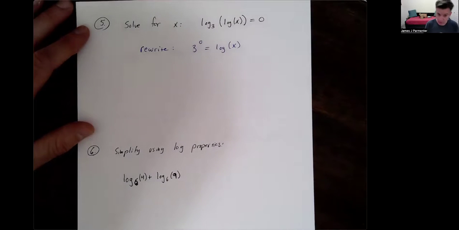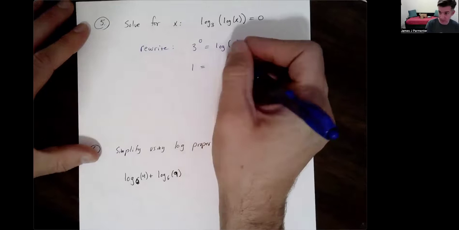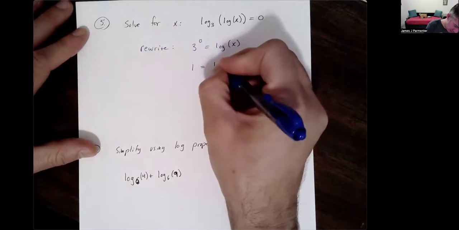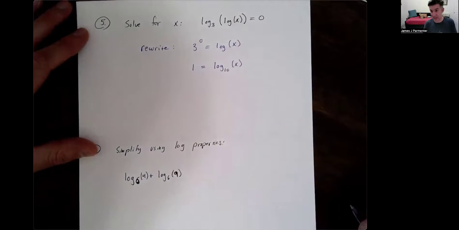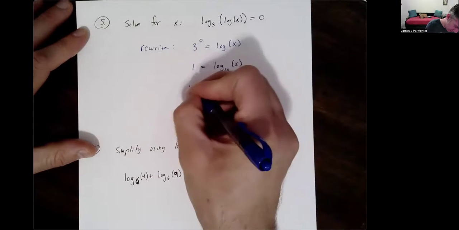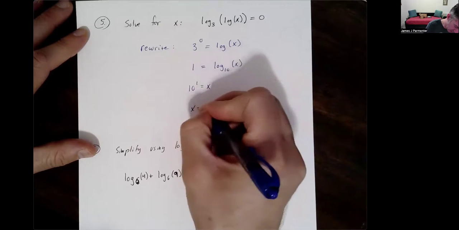3 to the 0th is 1. So we have 1, and I'm going to rewrite log of x. Well, I didn't write a base, which means if it's a log, it's log base 10. And then I'm going to rewrite this again as an exponential equation. It's going to be 10 to the 1 equals x, which means x equals 10, or 10 equals x, either way.